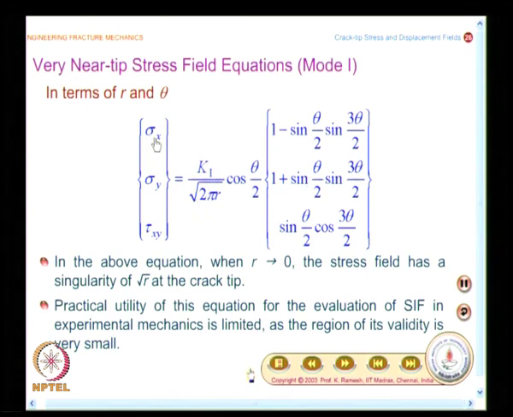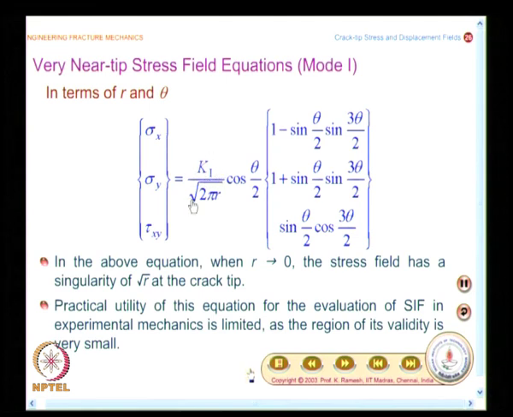See, if you look at the components sigma x, sigma y, tau xy, the strength of all this is determined by the value of K. So, the strength of the field is dictated by this, that is why you call this as a stress intensity factor, and the field variation is defined by this r comma theta. The magnitude is dictated by a single parameter.